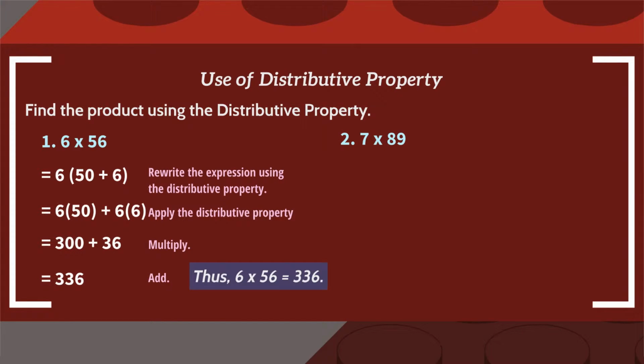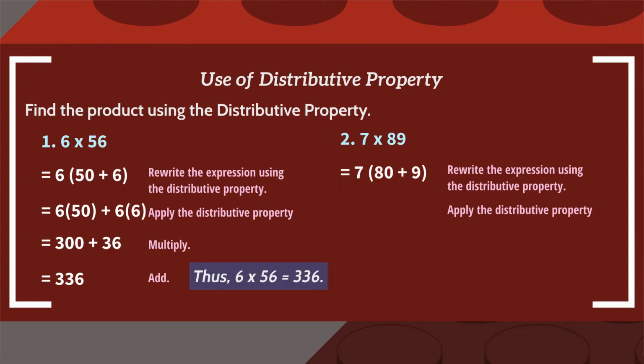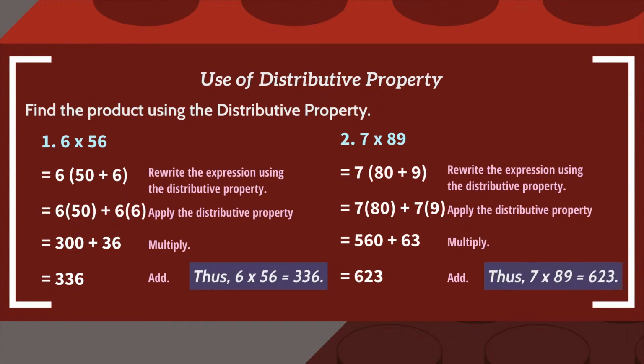Let's have 7 times 89 as the second example. We will use the same process as in the first. What should happen first? We're going to rewrite the expression. We will simply express 89 as the sum of two numbers, and the expression is now 7 times the sum of 80 and 9. We can now apply the distributive property in this expression. Doing so will result to 7 times 80 plus 7 times 9. We will do the multiplication first. 7 times 80 is 560, and 7 times 9 is 63. Put those two together and we have 623. Thus, 7 times 89 is equal to 623.